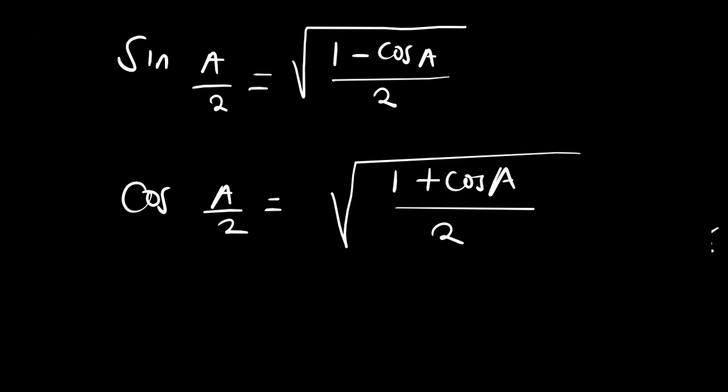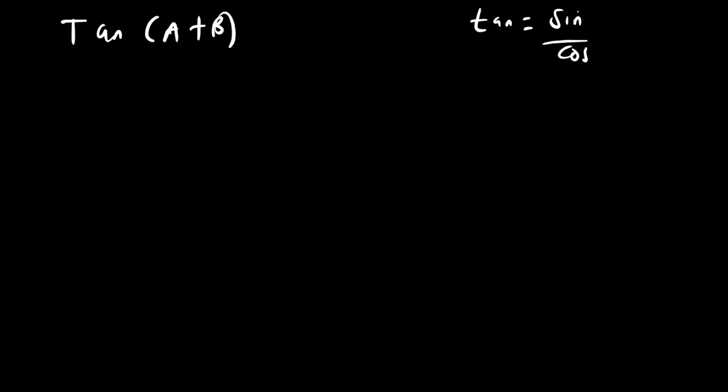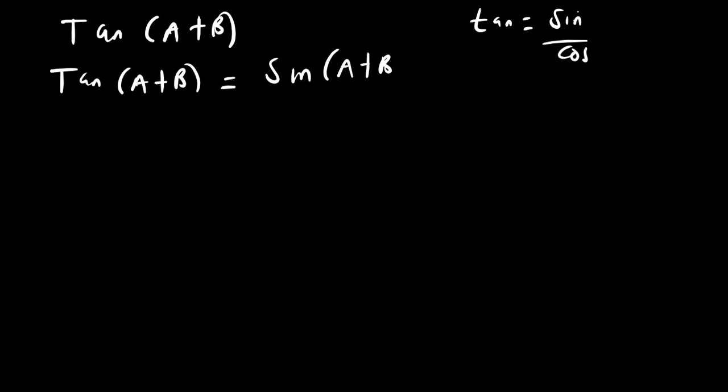Now we've talked about double angles for cos and sine. What about for tan? What if you've got tan A plus B? Now you know that tan is equal to sine over cos. So tan A plus B is just the same as sine A plus B divided by cos A plus B.